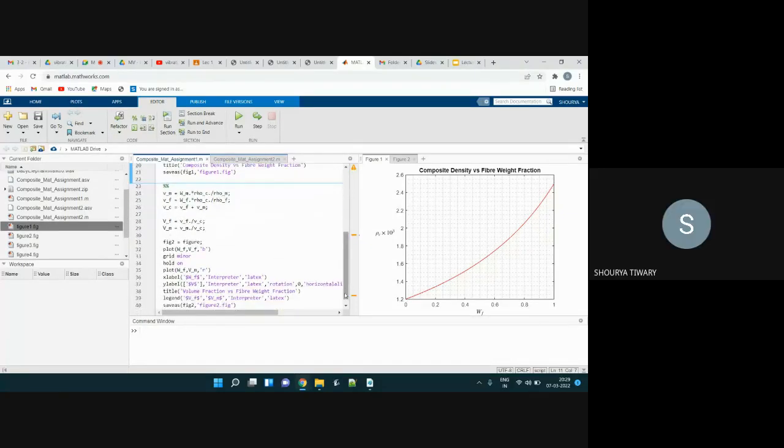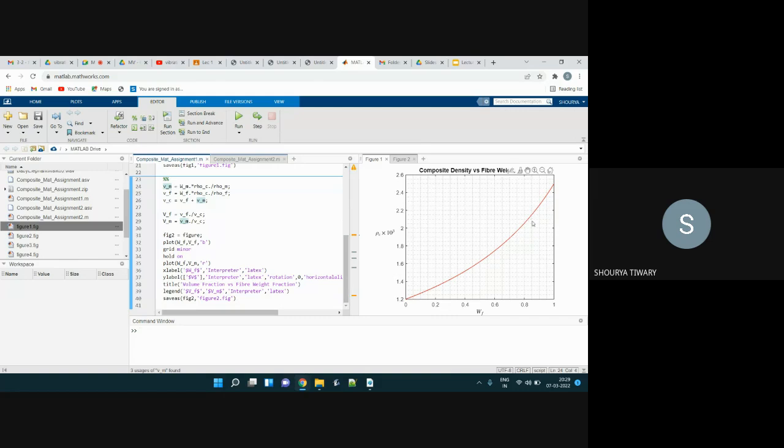Yes, so directly here we have taken the volume and total volume. We have taken the volume of matrix. This is the volume. Sorry for last time, this was the volume for matrix. I guess I forgot this. And we have directly divided the volume of matrix by total volume, and after that directly plotted it here.